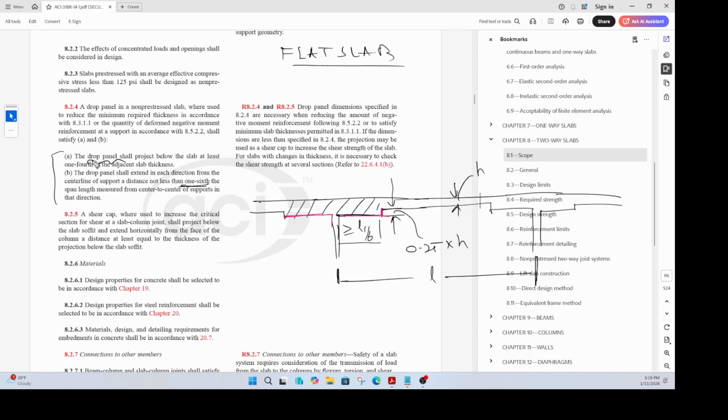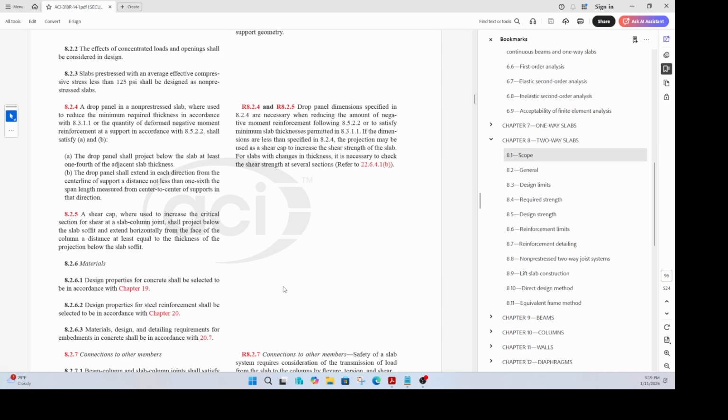Okay, and we talked about drop panel. So this is a slab with a drop panel. So now let's talk about something called shear cap, right? So we talked about this section. Now we are talking about that section.